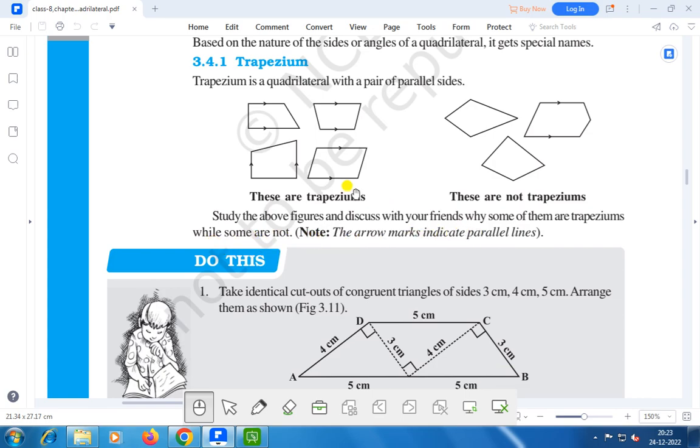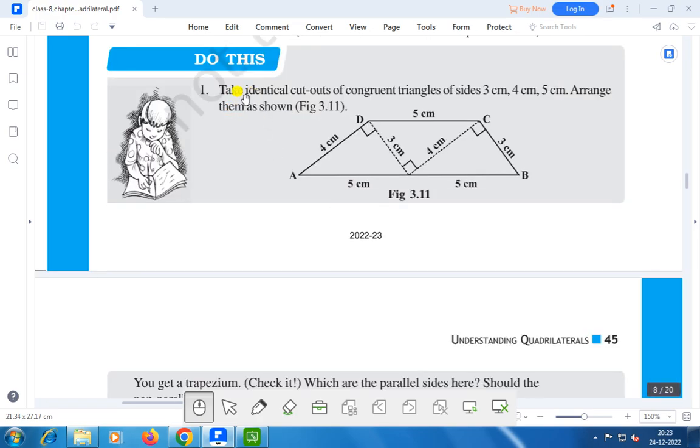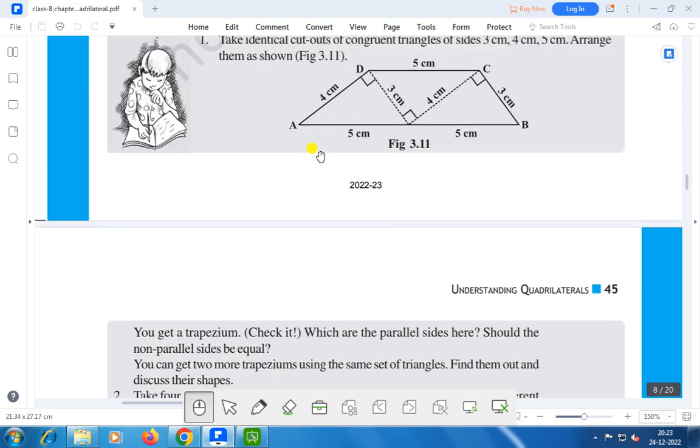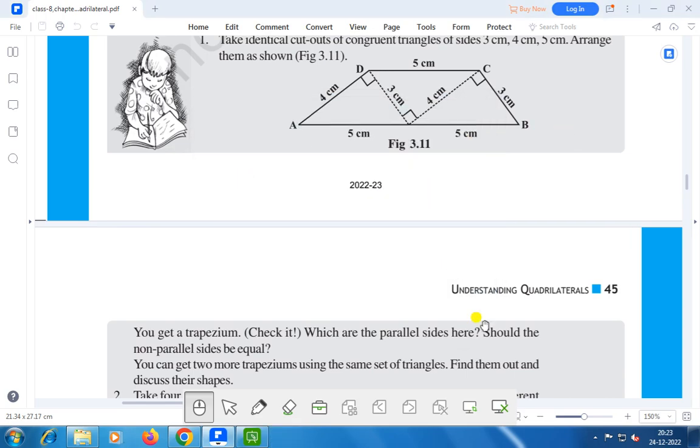The arrow marks indicate parallel lines. Do this. Take identical cutouts of congruent triangles of sides 3 cm, 4 cm and 5 cm. Arrange them as shown in the figure. You get a trapezium. Check which are the two parallel sides here. Here you see BC and AB are parallel sides.